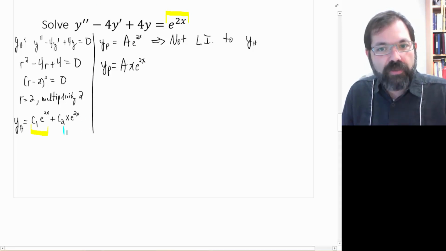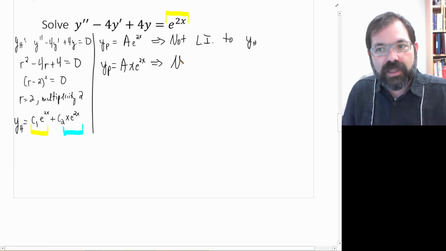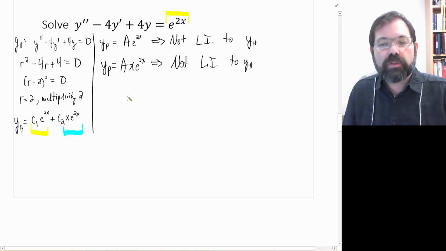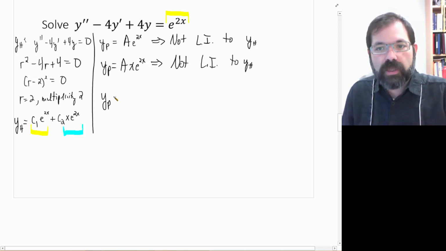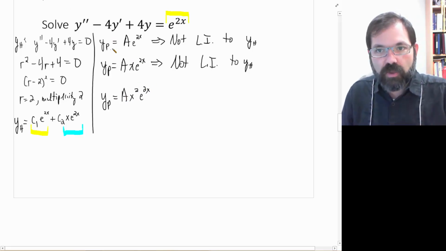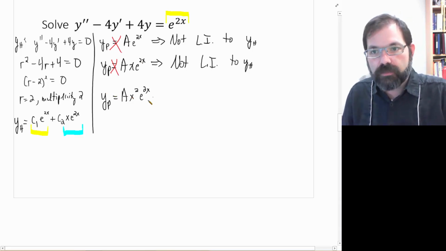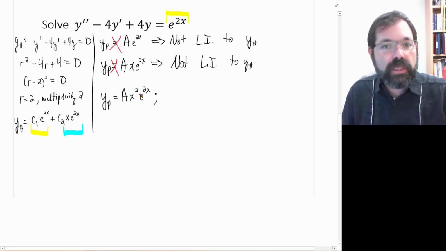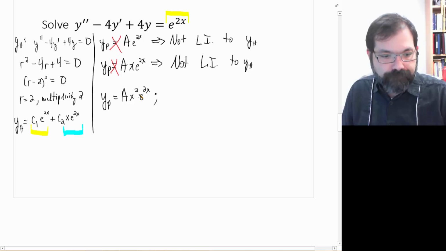But again, now look, I've already got an x e to the 2x. So again, this is not linearly independent of the homogeneous solution. So we multiply by x again. All right, so y sub p is equal to a x squared e to the 2x. And that's what we're going to use. This doesn't work, and this doesn't work. We've got to go with our third guess in this case, because it's now linearly independent of the solutions from the homogeneous solution.